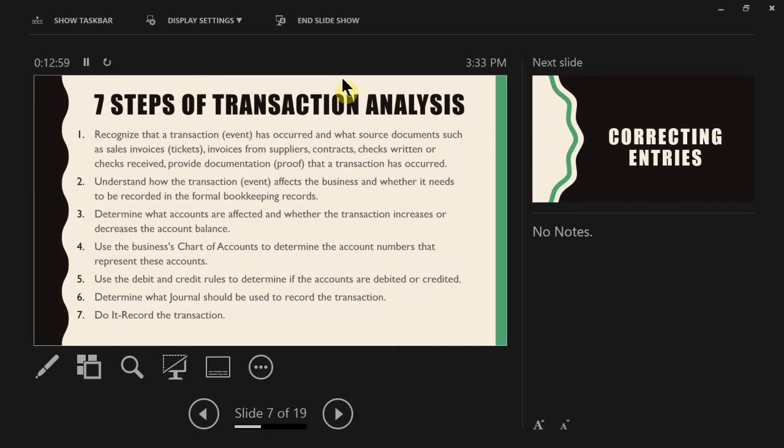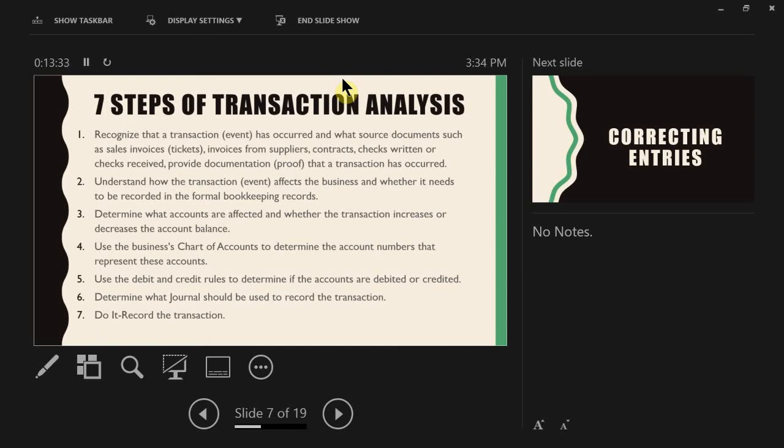Second thing that you're going to understand is, how does this transaction affect your business? Think about it. If I went to the office store and I bought supplies for my business, I'm going to understand how this transaction affects my business. In this case, I'm buying supplies in order to operate my business. So definitely this transaction is significant enough for me to record it.